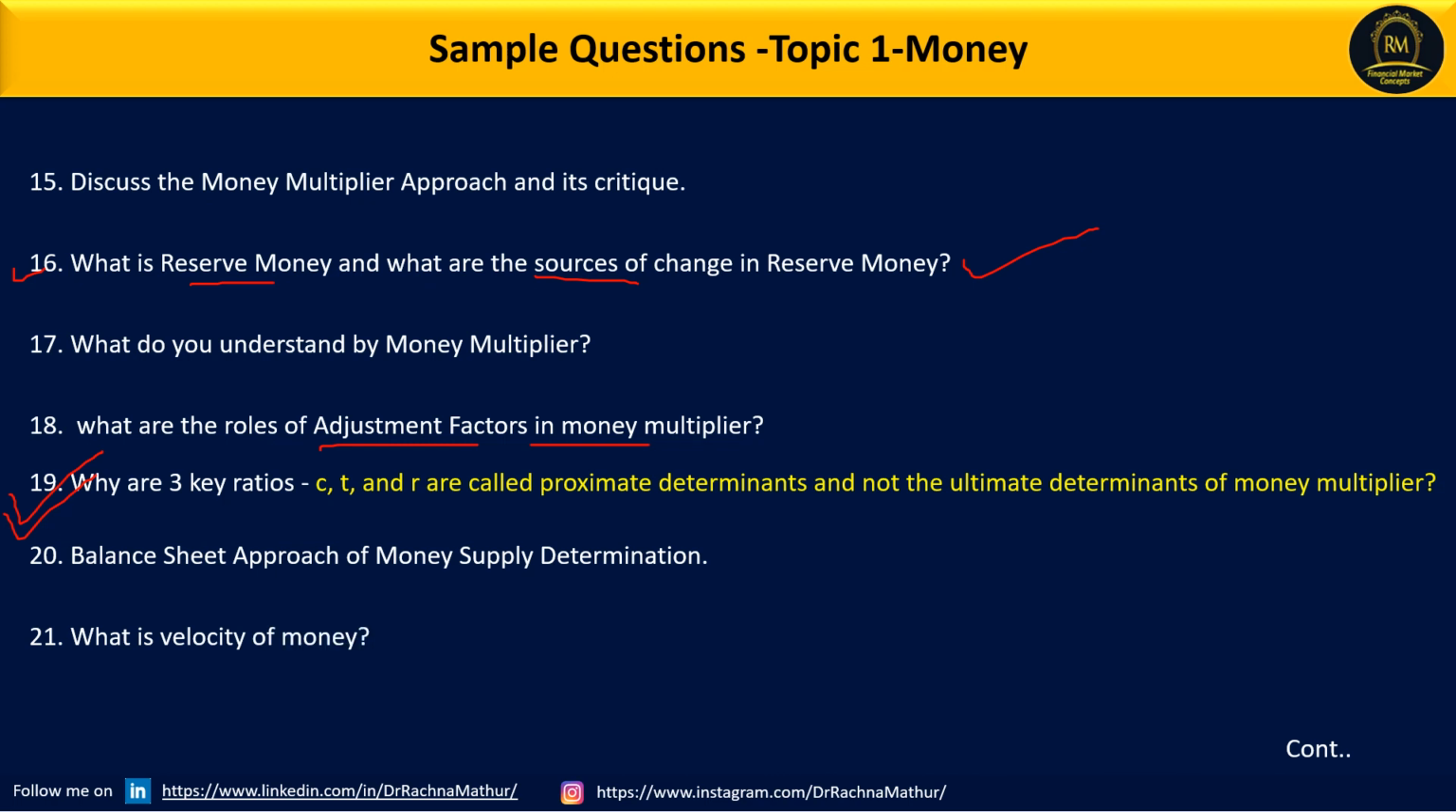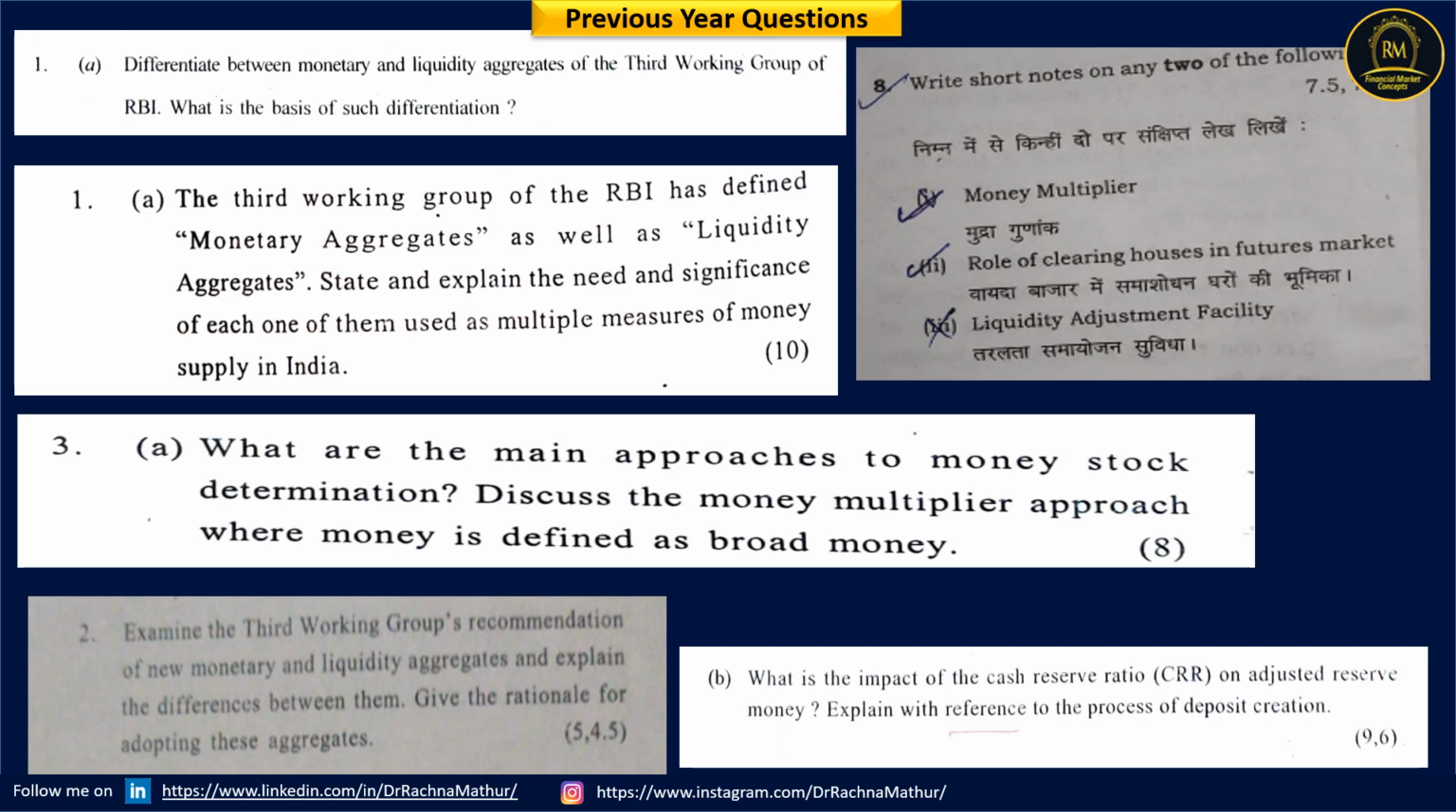Another question is the balance sheet approach of money supply determination and what is velocity of money. So the money multiplier approach, what is high powered money, what is adjustment factor and why CTR are called the proximate determinant, not the ultimate determinant. Prepare this question very well. So let us see some previous year's question also to get the idea.